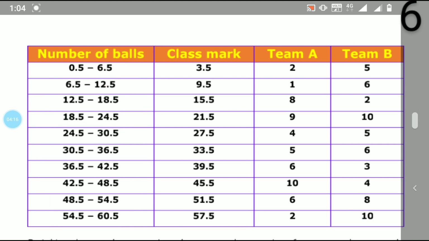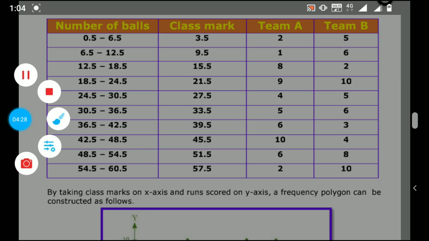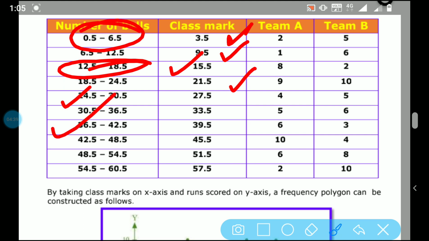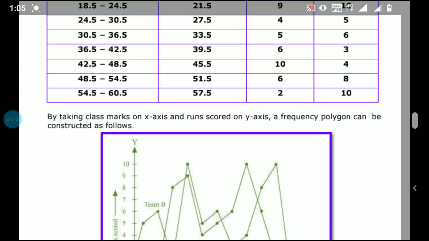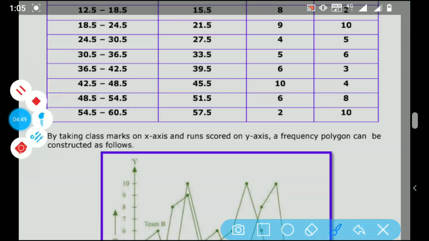Now student, we will make the frequency polygon. I told you that when we need to draw the frequency polygon, we have to find the class mark, by adding the lower limit and upper limit and dividing by 2. Add lower limit and upper limit and divide by 2. And now the frequency polygon we can make easily, for team A and team B both. Okay, so how can we make it? I am going to explain to you.